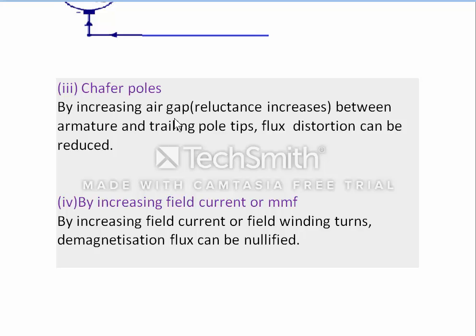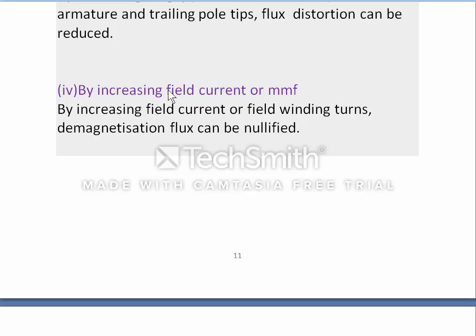Chaffer poles. By increasing the air gap between the armature and the trailing pole tip, reluctance increases, which means the flux density reduces. In other words, uniform flux distribution occurs between the main poles. Next, by increasing the field current or MMF: by providing a separate source to the field and increasing the field current, we can nullify the demagnetization flux.